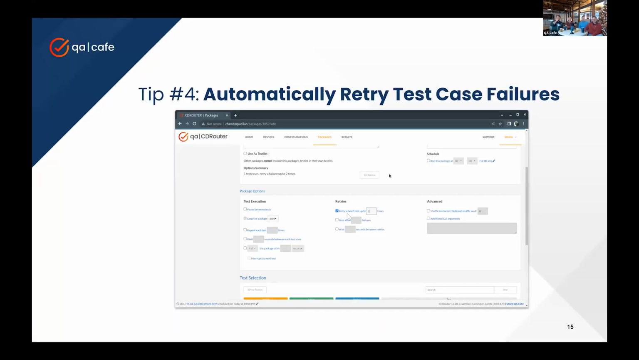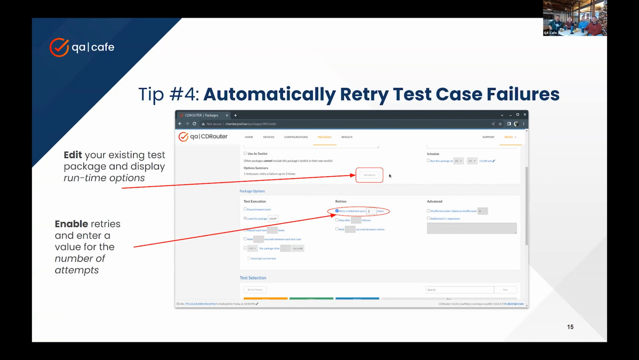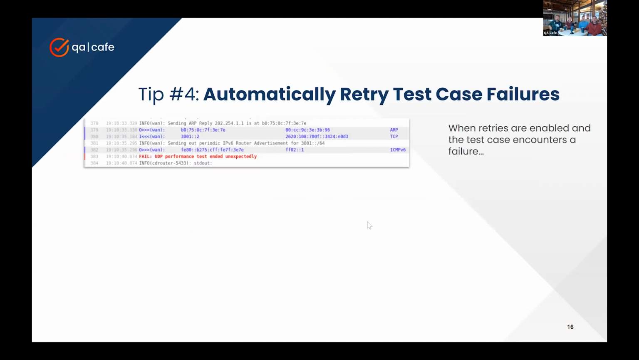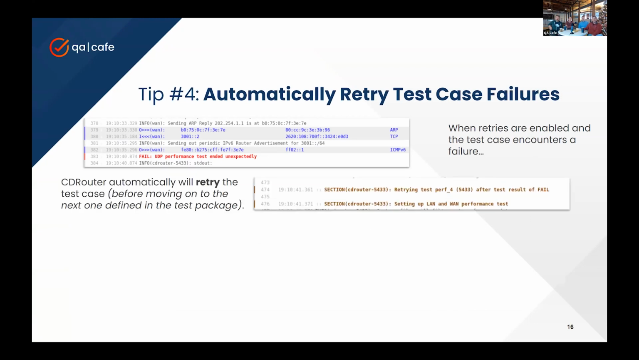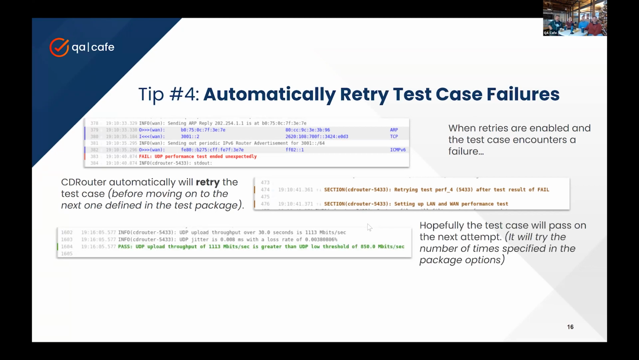So if you look at the test package when you're editing one, and if you select the edit options button, this section down here will open up, and there's a bunch of runtime options that you can enable. One of these is the retry. So if you enable it and then specify a value, you instruct CDRouter to retry any test failure before moving on to the next test in the package. So what that might look like is, this is scanning through a log file here, a test fails. CDRouter will then automatically, if it's enabled and it hasn't run out of retries, retry again. Hopefully it will pass the next time and move on.